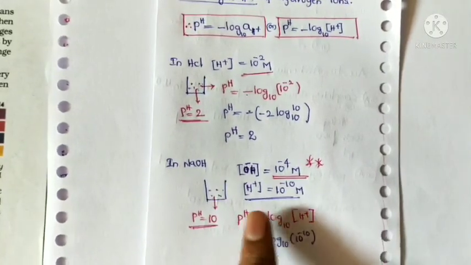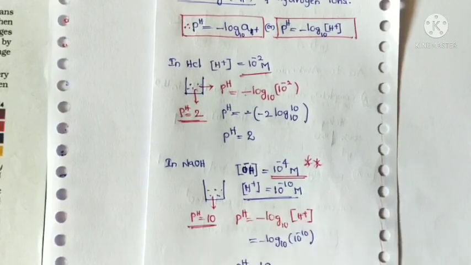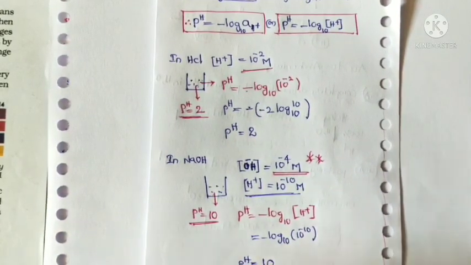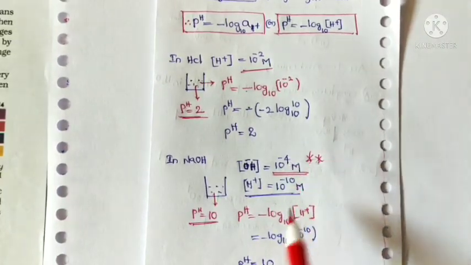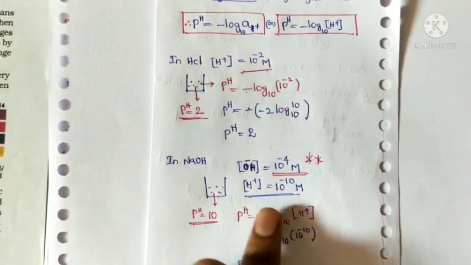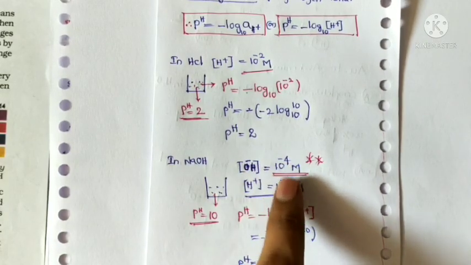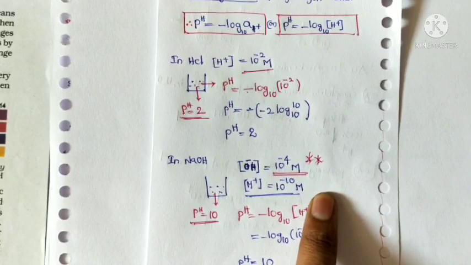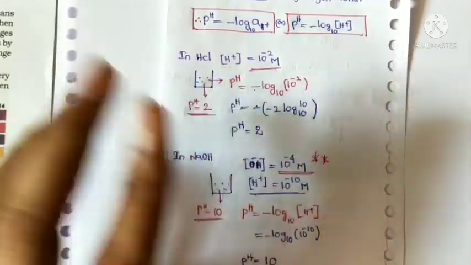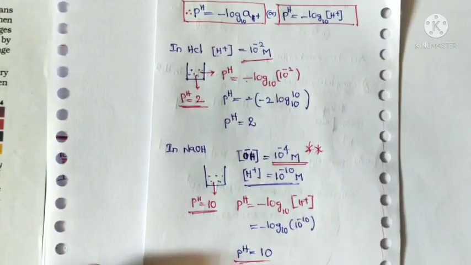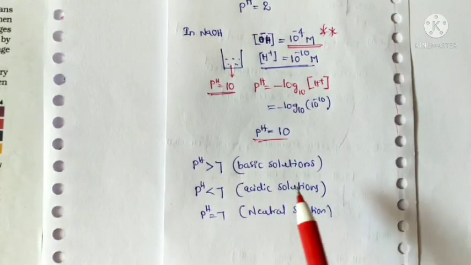pH value is nothing but the concentration of H plus ions. So whenever you calculate the H plus ion concentration and OH minus concentration, the total power is 14. So that is very important.